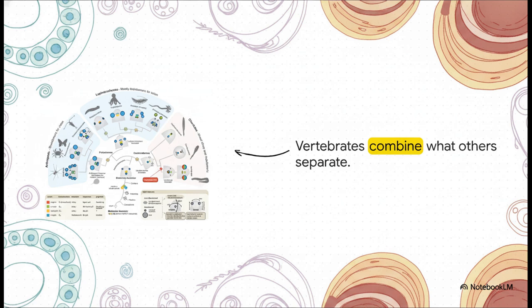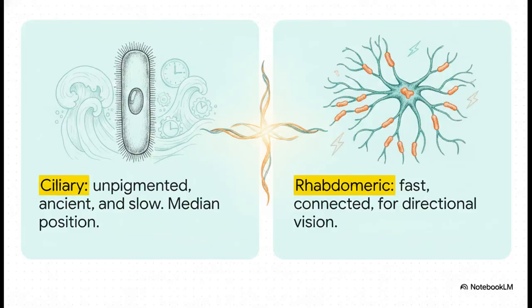But vertebrates, we do something completely unique. We literally smash these two entirely separate evolutionary lineages together into one single, multi-layered circuit. You can see this clear divide throughout nature based on what these cells actually do. Ciliary cells are usually unpigmented, super ancient, and, well, kind of slow. They're traditionally used to track time, depth, or circadian rhythms from that median position in the brain.